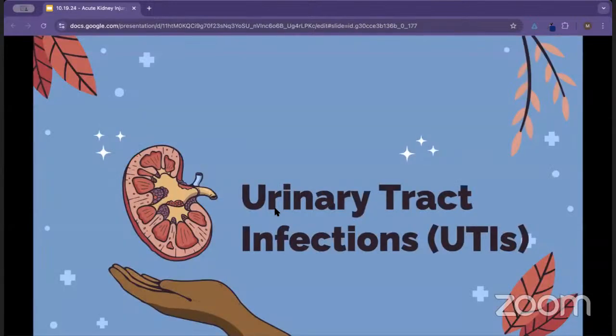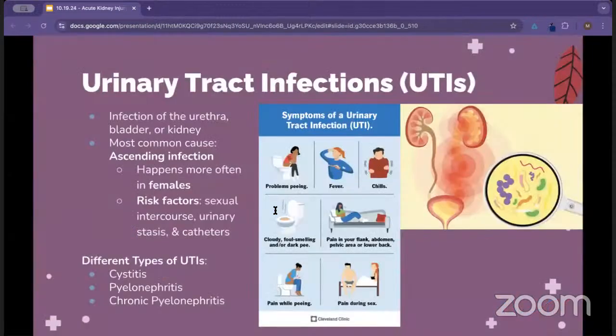So now we're going to switch gears and talk a little bit about urinary tract infections, or UTIs. Let's go through UTIs. Basically, I just want to go over it in a structured way, starting from the basic principles and then moving on through the different types.